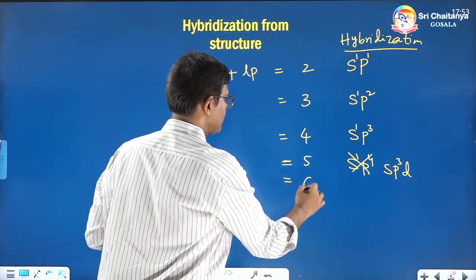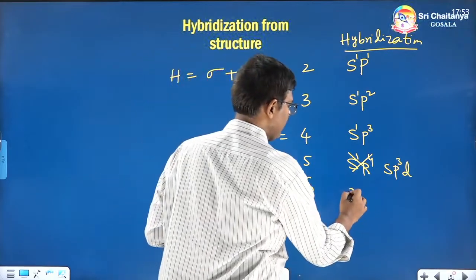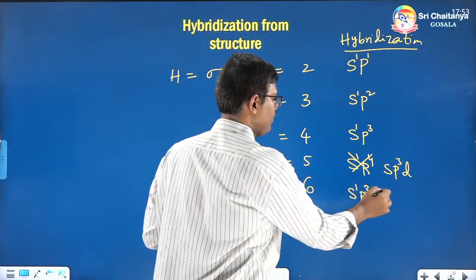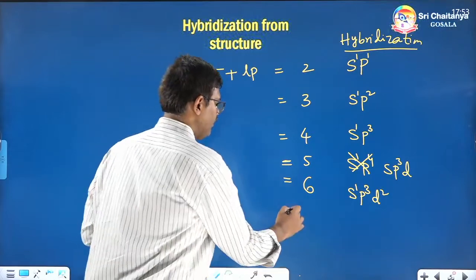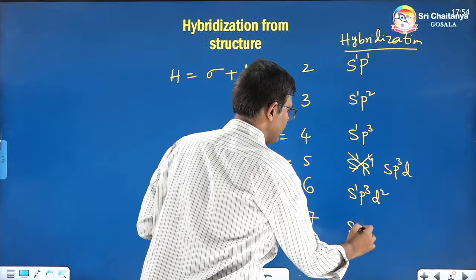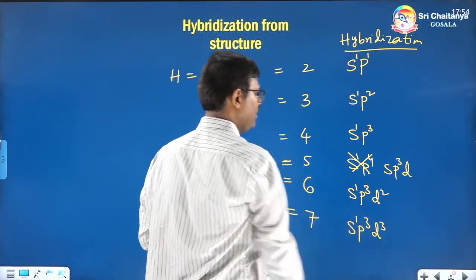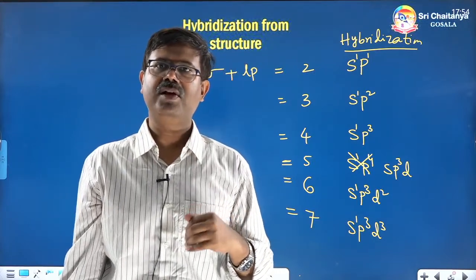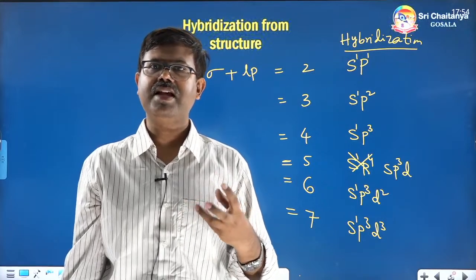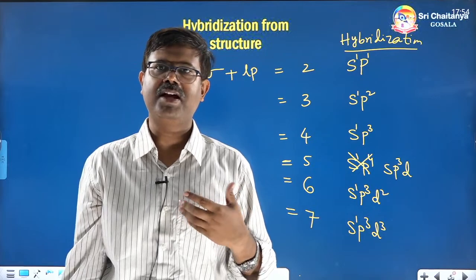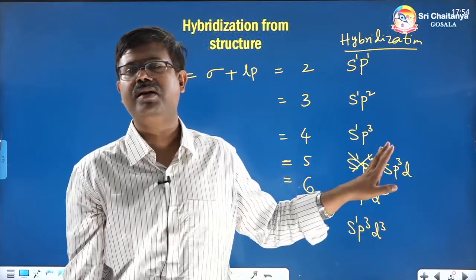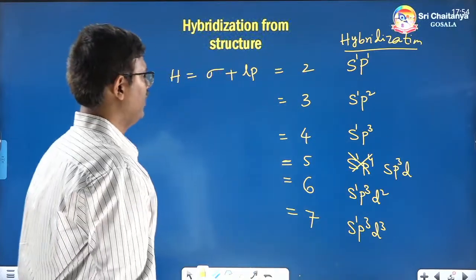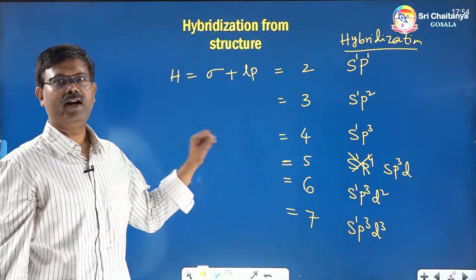Next 6. If 6 is there, then S1, P3, D2, then only 1 plus 3 plus 2, you will get 6. 7, sp3d3. These are the main hybridizations which you come across. There are some other hybridizations also, like dsp2. These hybridizations you will get in the coordination complexes chapter of second year. But in chemical bonding generally we will encounter these 6 types of hybridizations. Now let's take an example and find this hybridization.